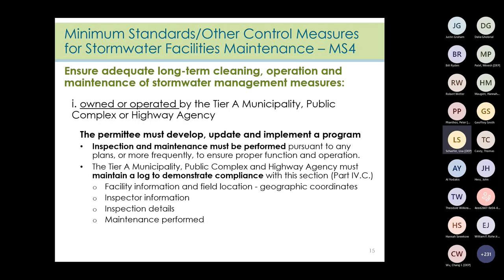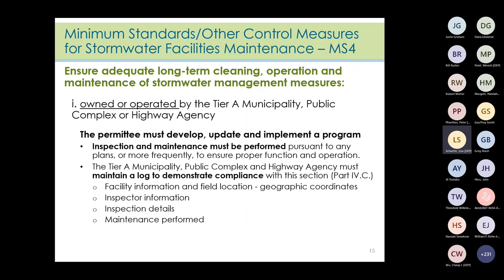The permit requirements for ensuring long-term cleaning, operation, and maintenance are divided into two classes based on the ownership or operational status for the Tier A, public complex, and highway agency permits. The first group is facilities owned and operated by a municipality. They can be, for example, a town hall or a library complex like that.